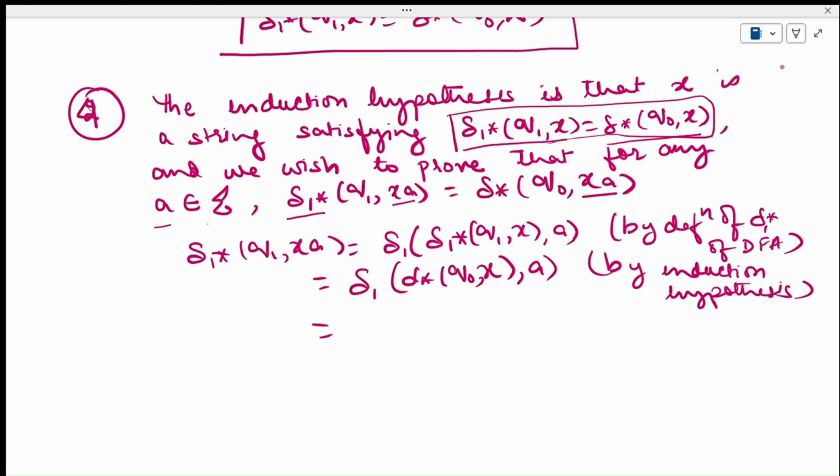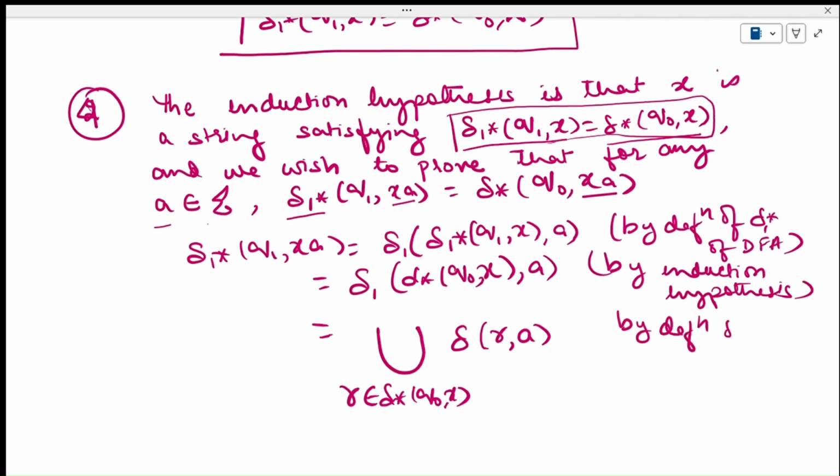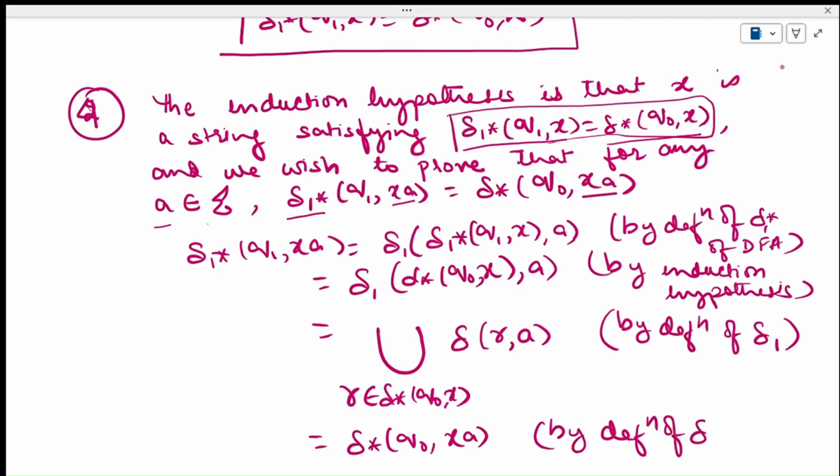So this becomes union of R that belongs to delta star q0 comma x, delta R comma a. This is by definition of delta 1 we have just defined earlier. And if you remember, this is equal to delta star q0 comma xa, that is by definition of the extended transition function of NFA. So we have proved that delta 1 star q1 comma xa is equal to delta star q0 comma xa.